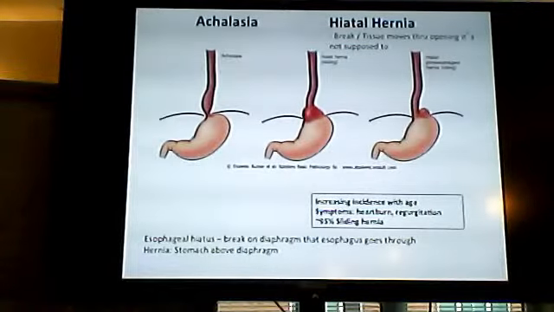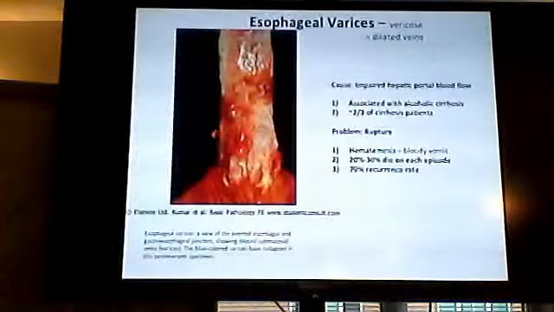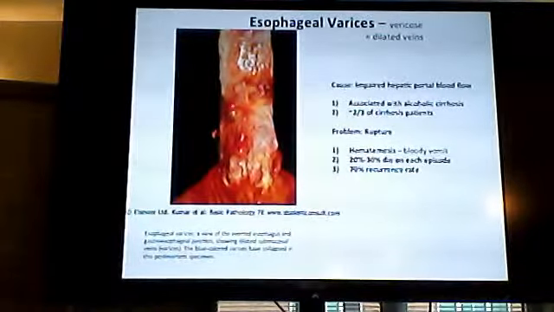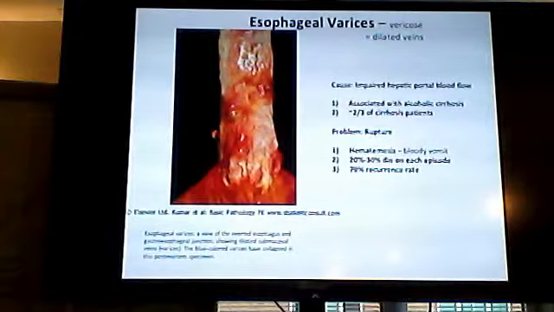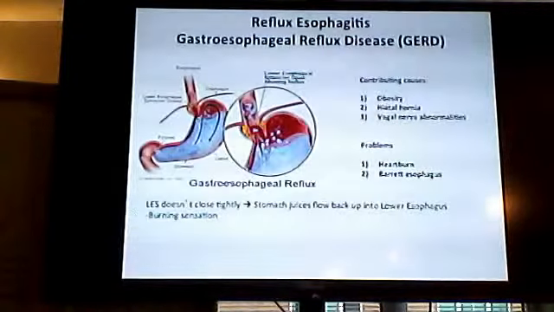So achalasia, the lower esophageal sphincter fails to relax, so then you have problems with getting food through. Esophageal varices, so you have impaired portal blood flow, so then it's very easily ruptured and things like that. And then if it ruptures, you have bloody vomit.